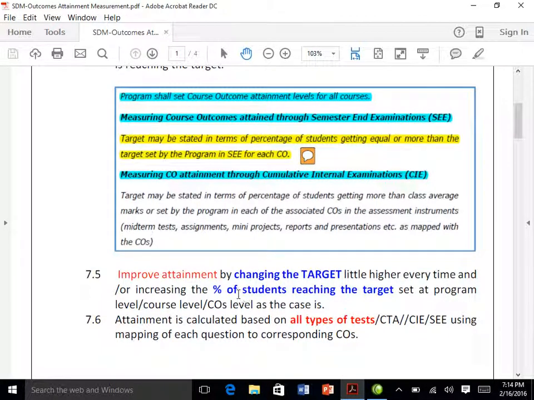Improve the attainment by changing the target a little higher every time and/or increasing the percentage of students reaching the target set at the program level or course outcomes level, as the case may be. Attainment is calculated based on all types of tests, that is course teacher assessment, CIE, cumulative internal evaluation, and semester end examinations, using mapping of each question to corresponding COs.